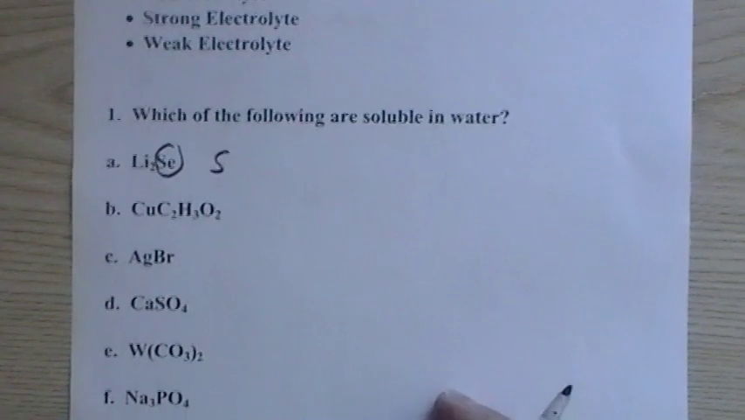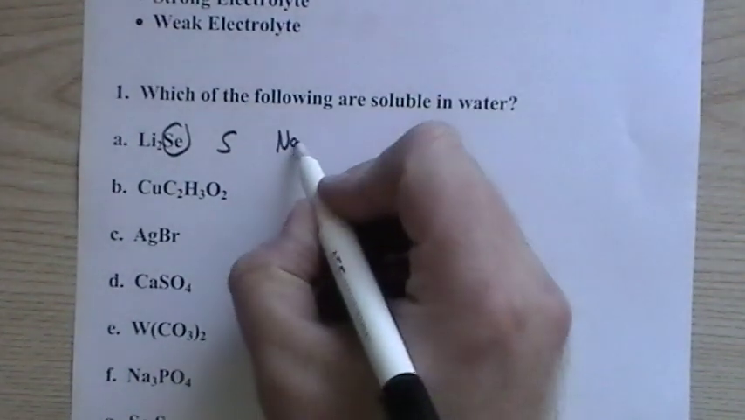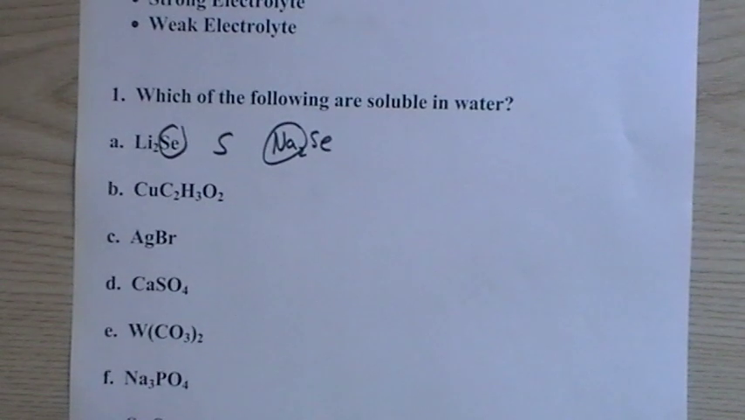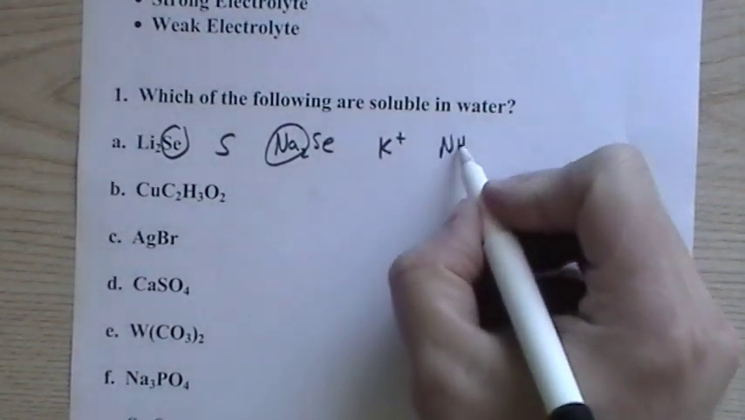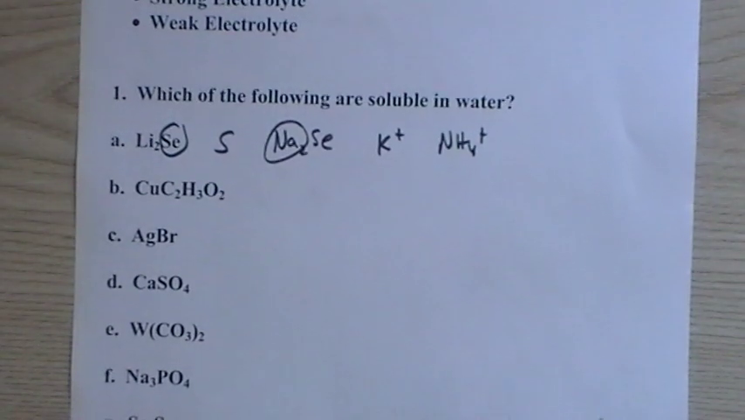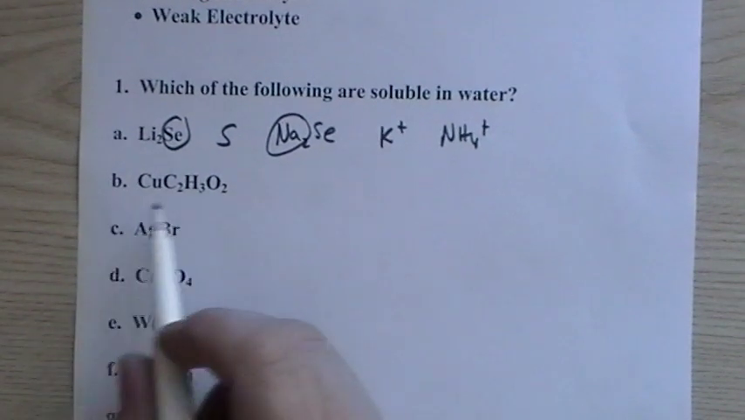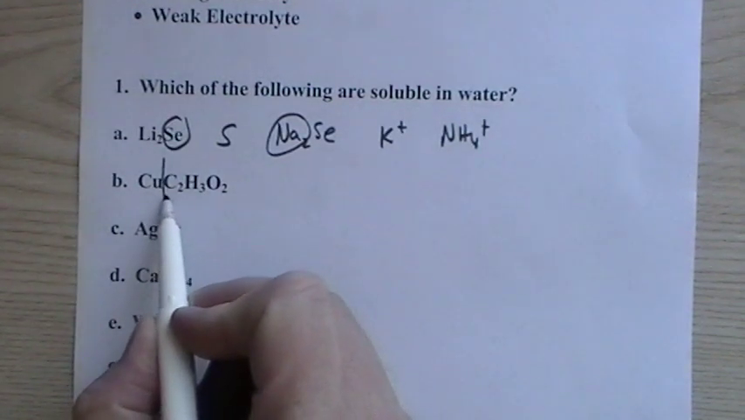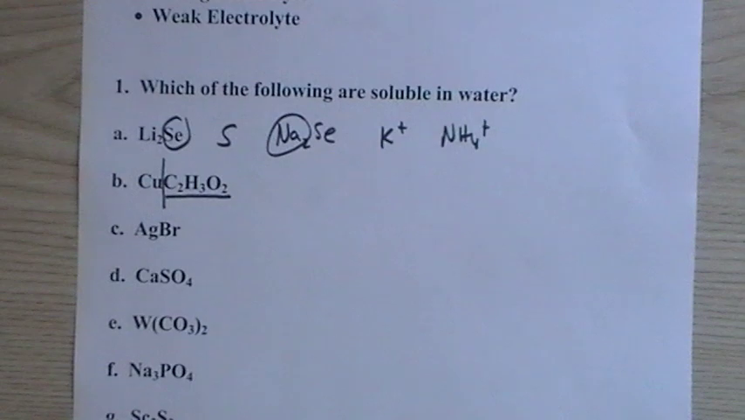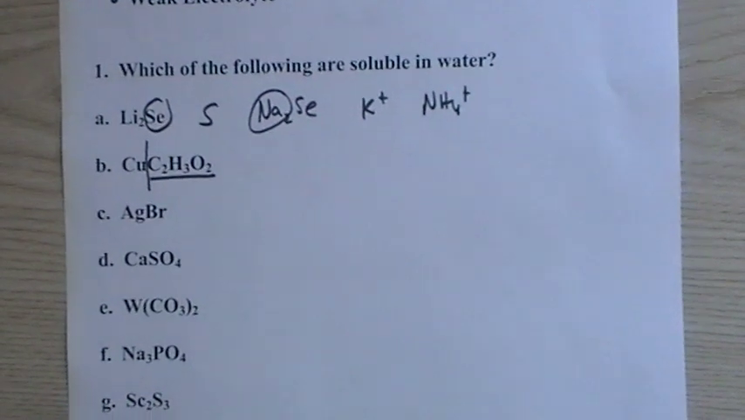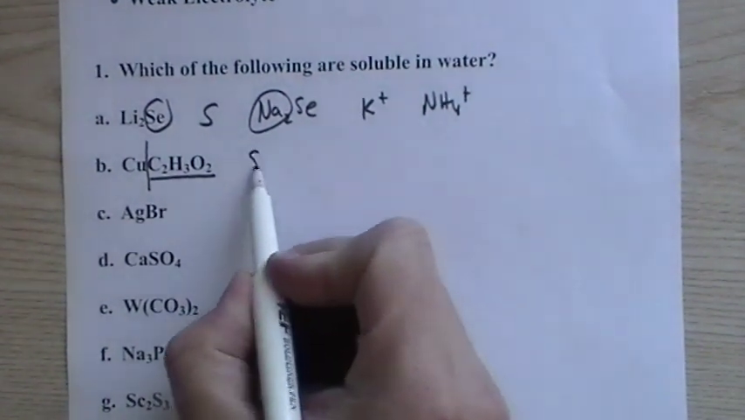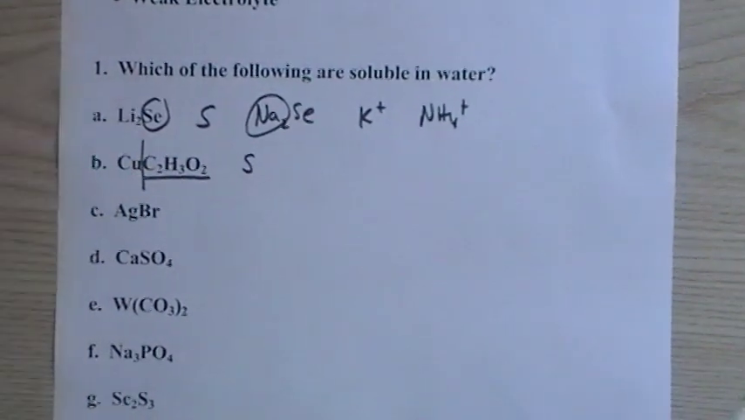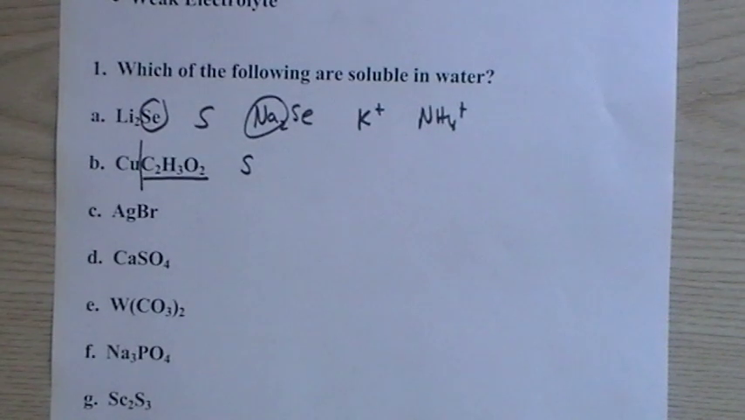If this had been sodium selenide, same thing. As soon as you see sodium, potassium, or ammonium ion attached to anything, definitely soluble. Now the second problem, copper 1 acetate. The big thing is you have to know what you're dealing with as far as the polyatomic ions. That's acetate, and that's rule 2. It says anything attached to acetate is soluble. So this is soluble, and again, you wouldn't even need to know what's attached here.